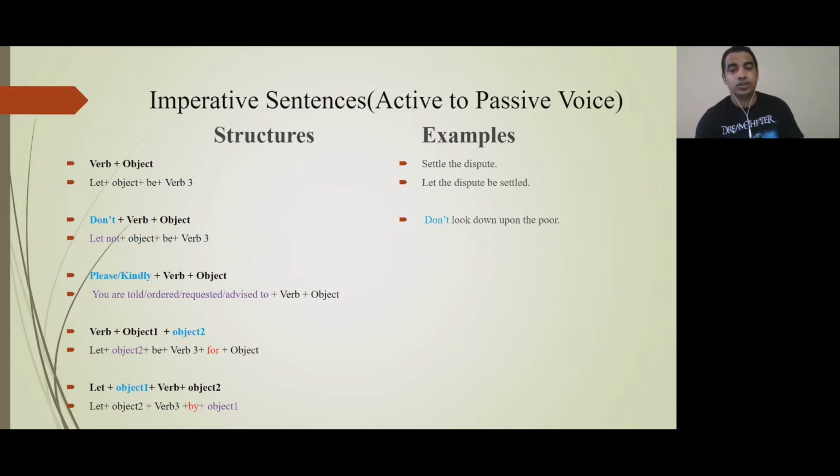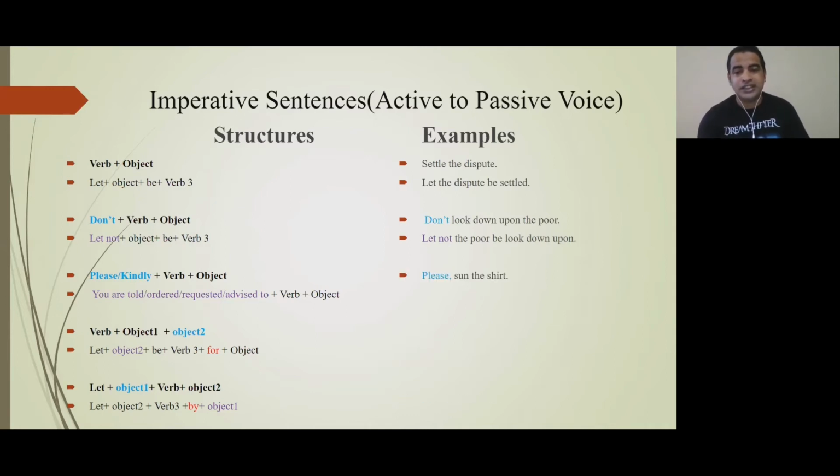Another example, don't look down upon the poor. So it's added with the rules. What is that? Don't look down upon the poor. It will be, let not the poor be looked down upon. Sorry, look will not be, it will be looked. The verb will be V3. Think about this, my dear students. The verb will be V3. It will be looked.